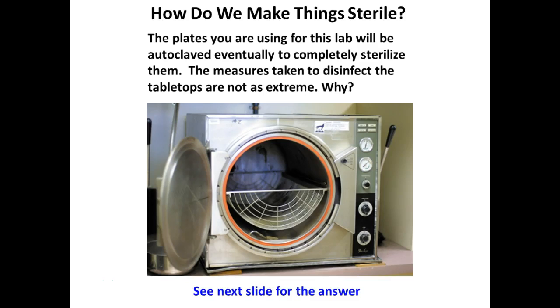So, how do we make things sterile? What do we have to do to make things sterile? We have an autoclave machine, which is high pressure steam. And this is effective at even destroying endospores that some bacteria can produce. So this is an example of one.